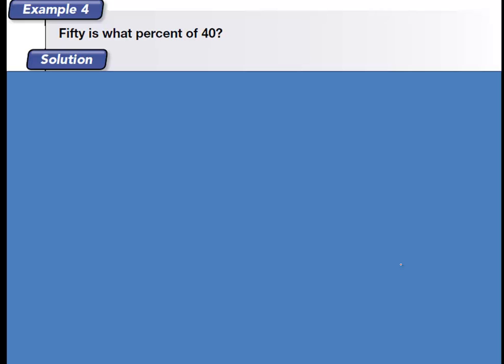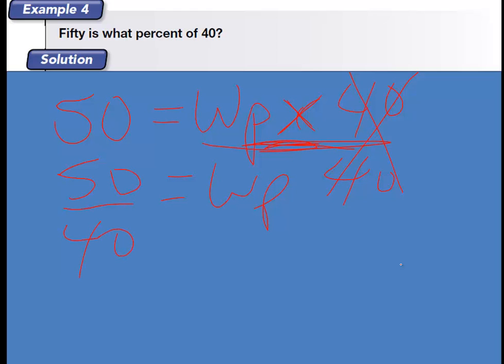All right, 50 is what percent of 40? Not 50% of 40. That's not what it's asking. That would be 20. It says 50 is what percent of 40? Okay, so this is being multiplied, so we've got to do the opposite, which is divide by 40. It's going to get rid of that, which leaves us just with what percent equals 50 divided by 40. Now we just simplify it. So that's down to 5/4, right?